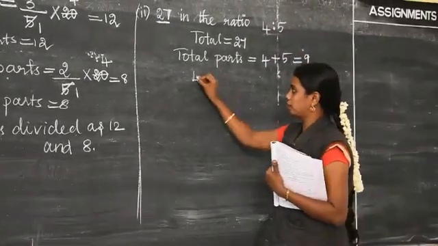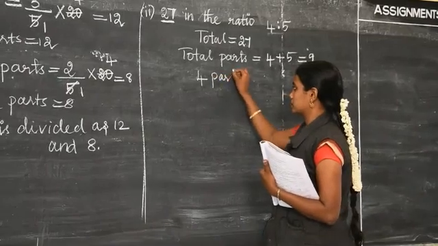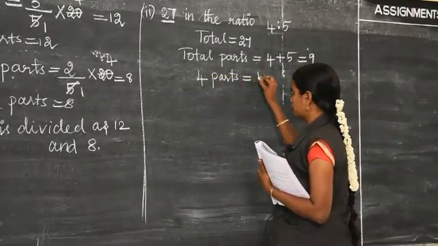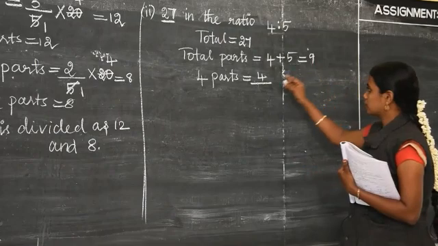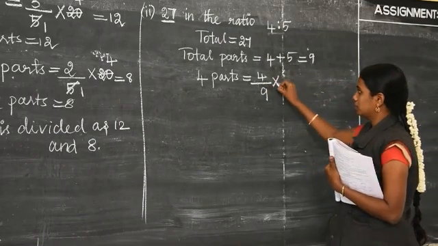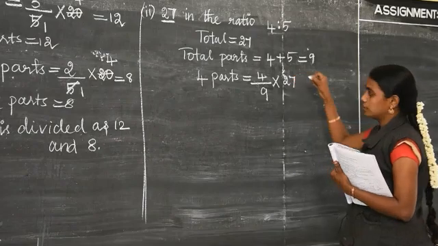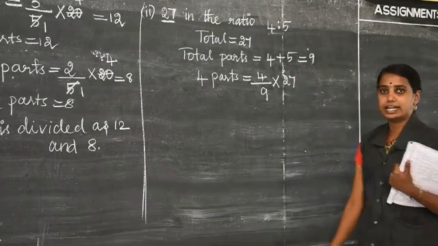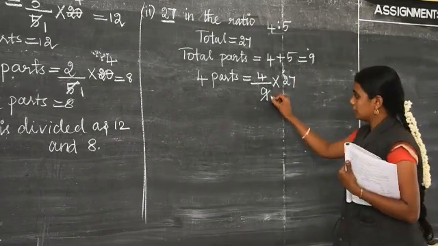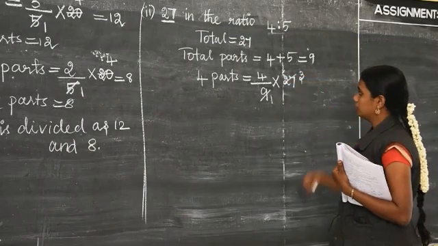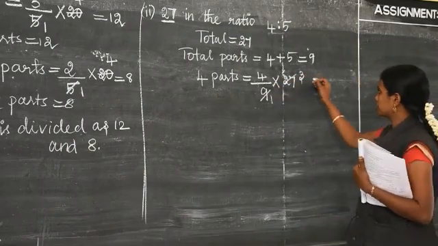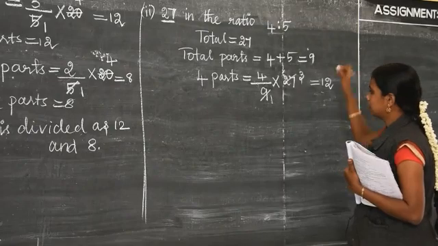So first find out for the 4 parts. How to find out? 4 by total 9 into the total is 27. Okay, now we can go in the 9 table. 9 ones are 9, 9 threes are 27, 4 threes are now 12.